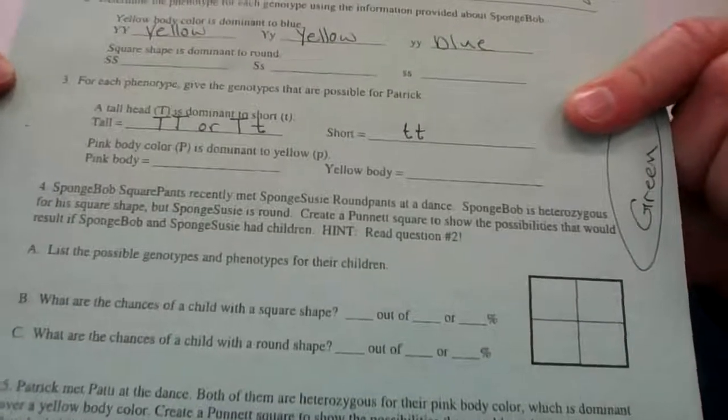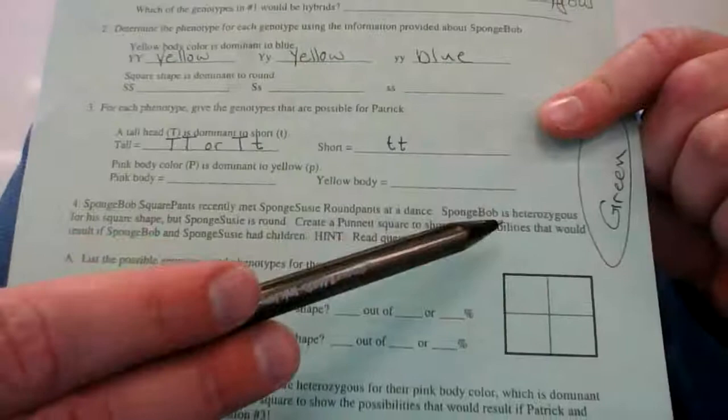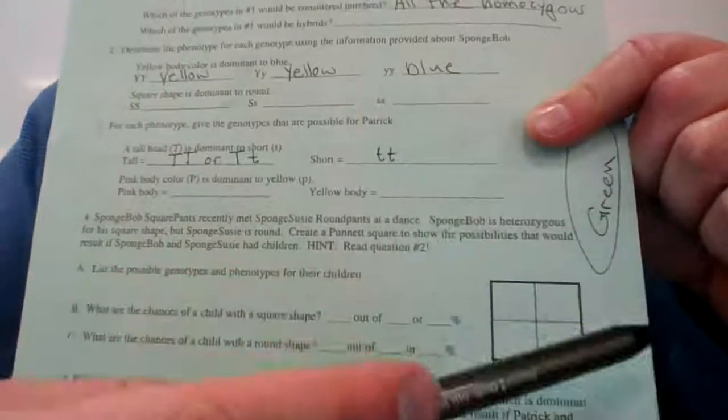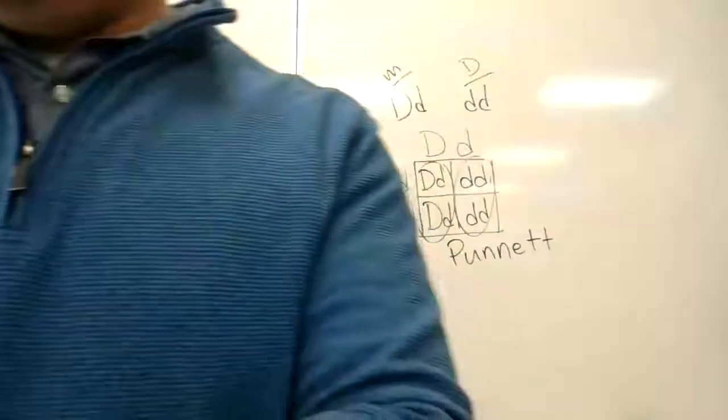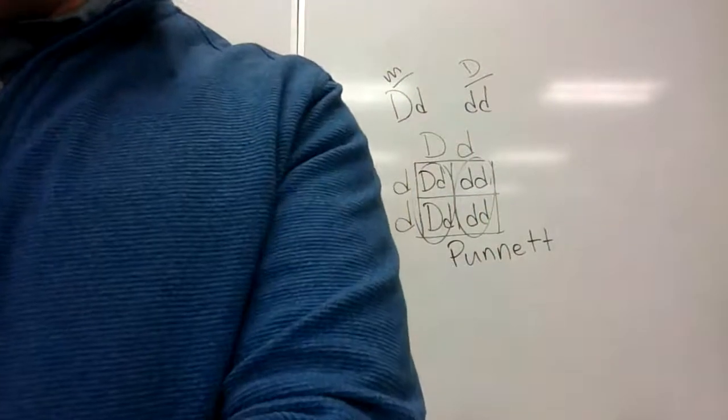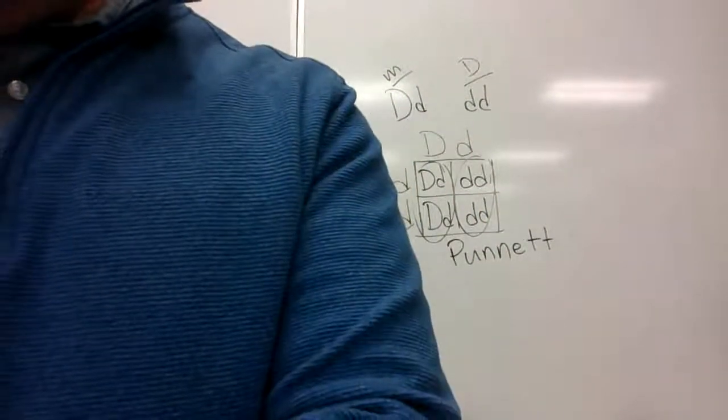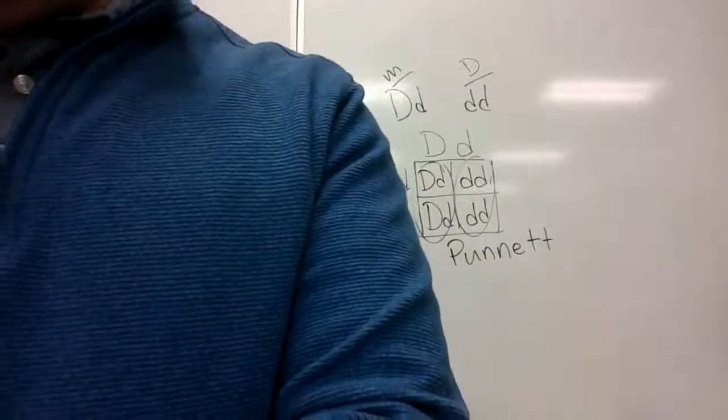So it says that SpongeBob is heterozygous. I like to put a little box around the important things. Sponge Susie is round, so I'm going to mark those so that I remember. Oh yeah, he's heterozygous for square. Sponge Susie is round. That's the recessive trait, so I put some boxes there.